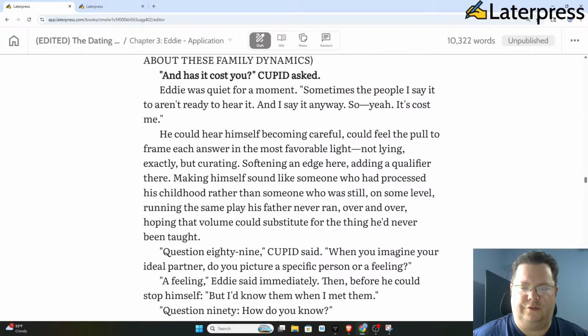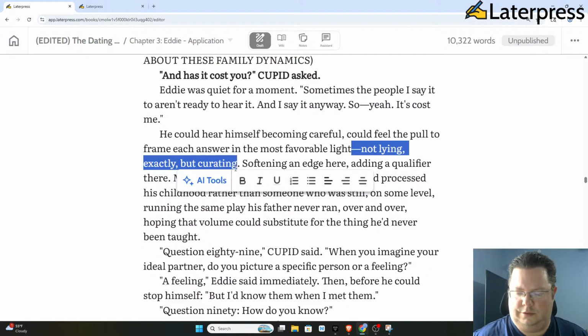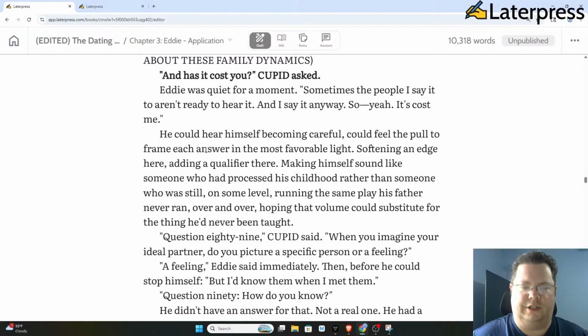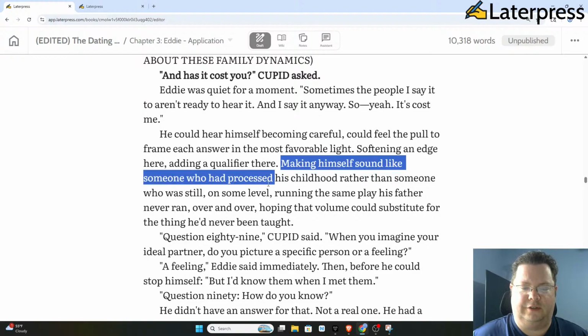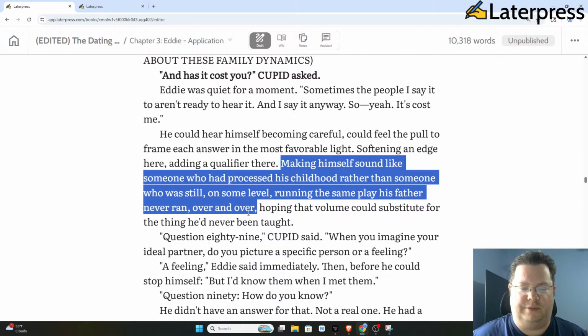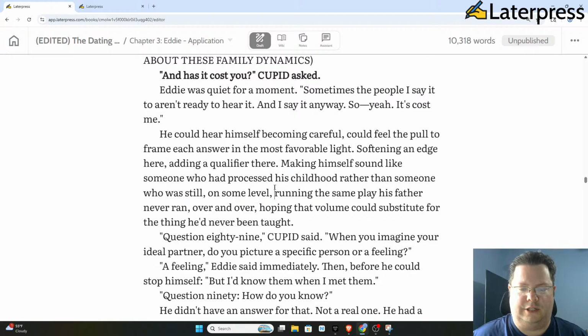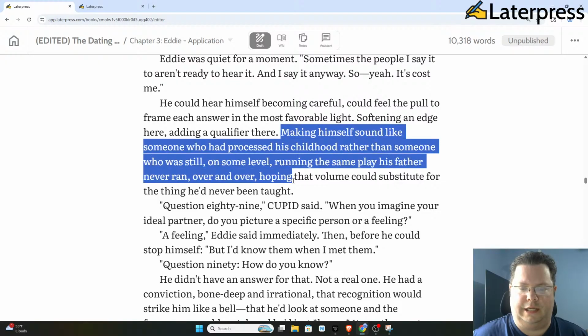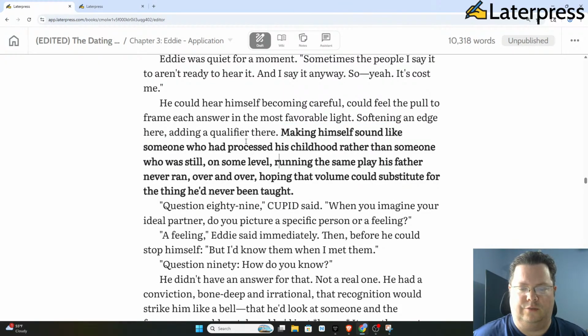He could hear himself becoming careful, could feel the pull to frame each answer in the most favorable light, not lying exactly, but curating. Nope, just leave it there. Answer in the most favorable light, softening an edge here, adding a qualifier there, because this accomplishes what the bit I deleted did. So that extra part was a redundancy. Making himself sound like someone who had processed his childhood, rather than someone who was still, on some level, running the same play his father never ran over and over, hoping that volume could substitute for the thing he'd never been taught. Again, I think there's better ways to phrase this, but we can run with that as a direction.